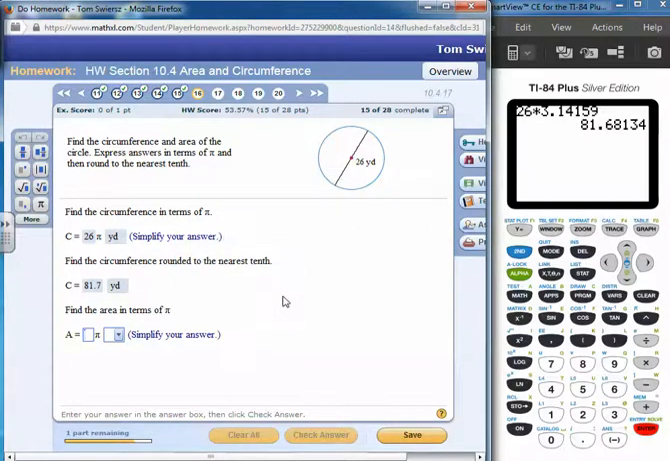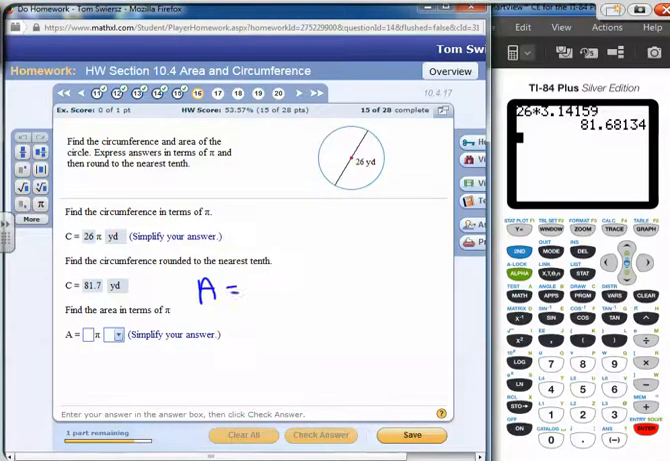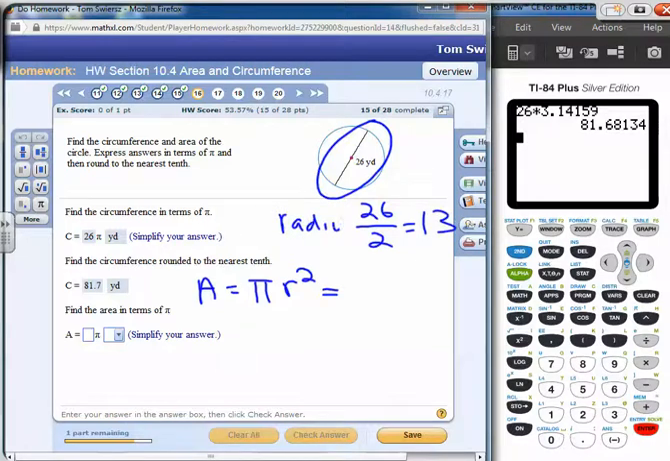And now the area in terms of pi. The only formula for area is pi r squared. There is not a formula involving the diameter. So notice, 26 is the diameter. You divide by 2 and you get 13, which gives you the radius, right? Half of the diameter is the radius, or divide by 2.